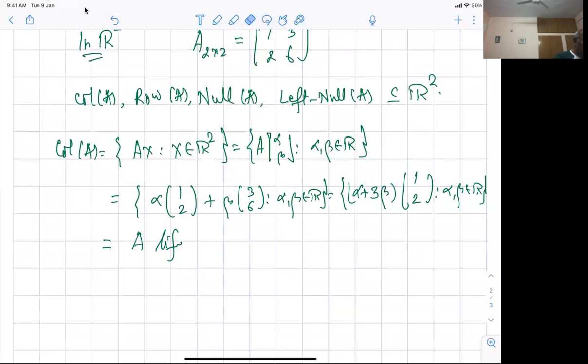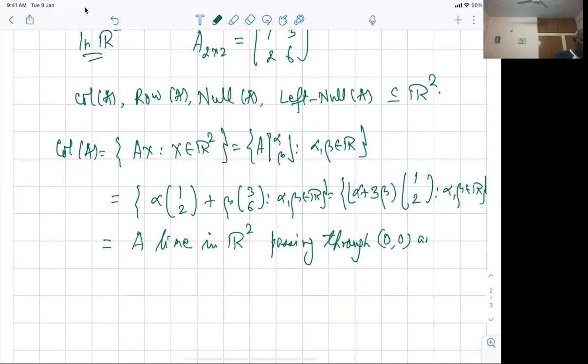I'm writing live here, a line in R2 passing through (0, 0) and (1, 2). Fine. You can put a transpose so that you look at it in terms of vectors. All right. So maybe, let me write it like this.